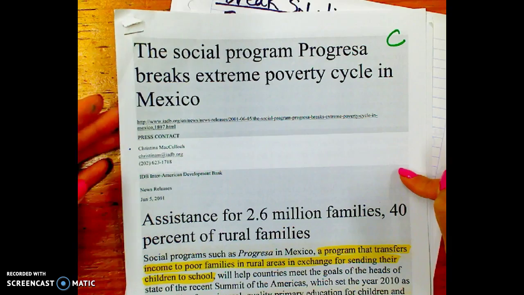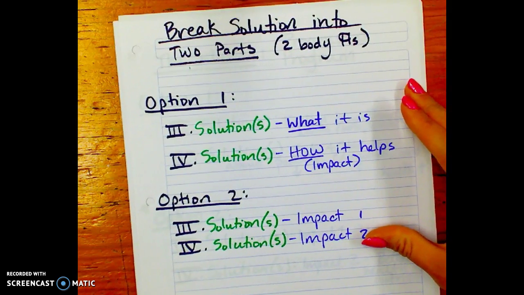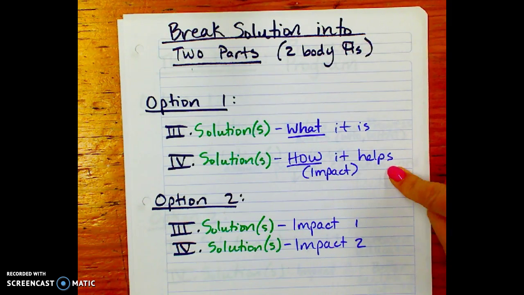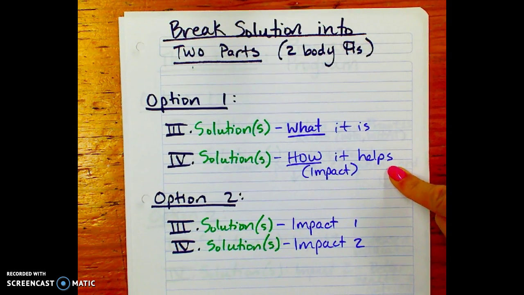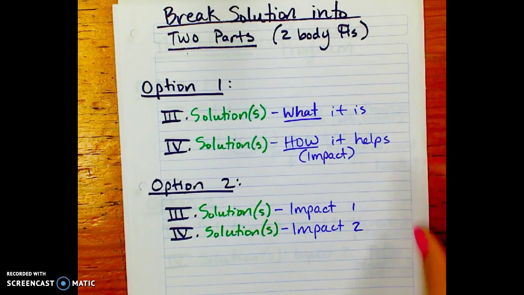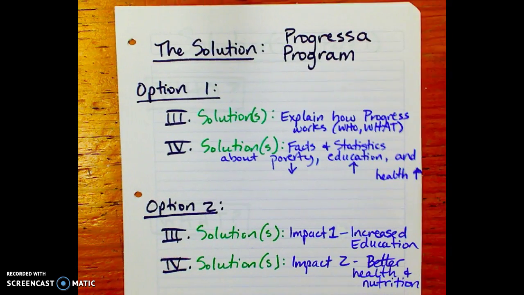Okay, so there's a few ways that I can break my information up. Once I see what I have, I've got information about what it is, and I've got information about how it helps, health-wise, education-wise, poverty-wise, right? Or I could break it up like this. So here's my two options.